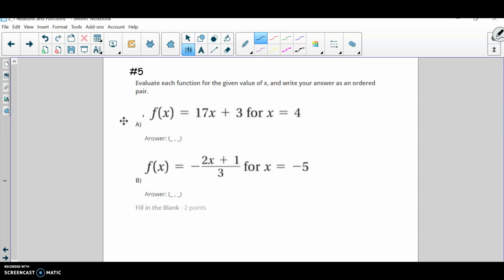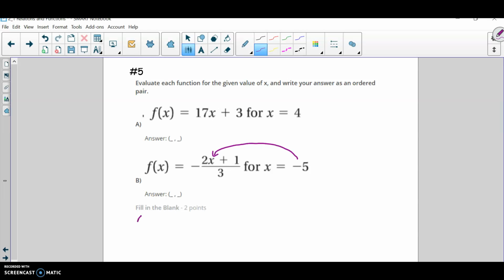Okay, this video is to help with homework number 5. I'm going to do just part A with you. Well, maybe I'll do part B because it's actually harder, and then I'll leave part A for you to figure out. So evaluate just means put in the value for x that they give you and then find the output.